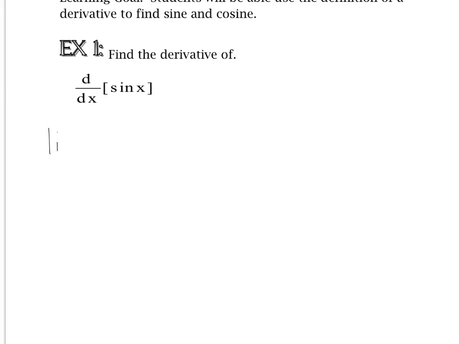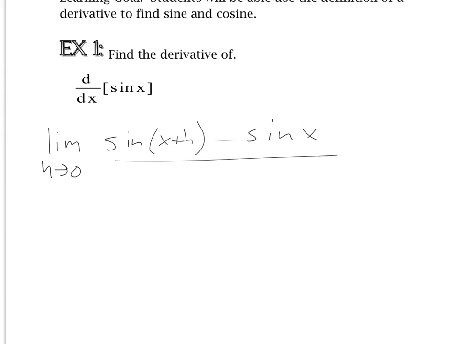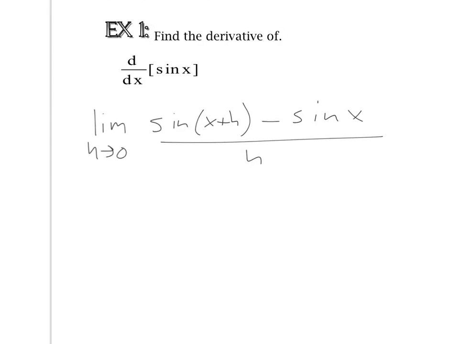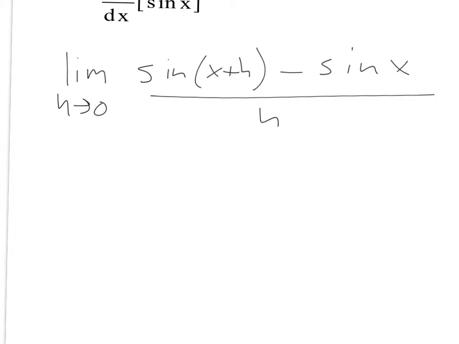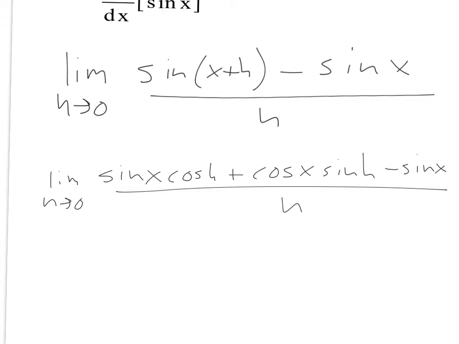So we got the limit as h approaches 0 of f of x plus h, which in this situation would be sine of x plus h, minus sine of x, all over h. Okay, let's use those expansion rules that I gave you on the page before to expand sine of x plus h. So we got the limit as h approaches 0, and sine of x plus h would expand as sine x cosine h plus cosine x sine h, and then we still have a minus sine x up there, all over h.